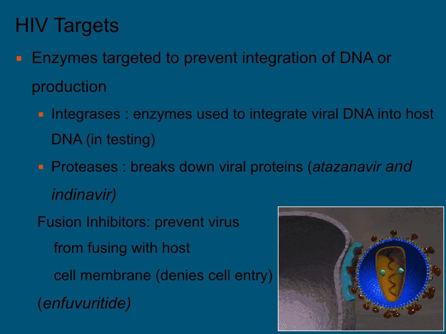Integrases are oftentimes targets, so we can prevent the HIV virus from taking its reverse transcribed DNA and putting it into the host cell's genome. And proteases will prevent activation of all of the other proteins, in turn preventing HIV from being able to replicate inside the cell. Fusion inhibitors, because of the mechanism of entry for many different viruses, particularly those that are enveloped, are used to prevent the virus from using fusion to drop down into the cell. So fusion inhibitors are intended to prevent entry, whereas your enzyme targets are used to prevent integration or prevent a provirus.